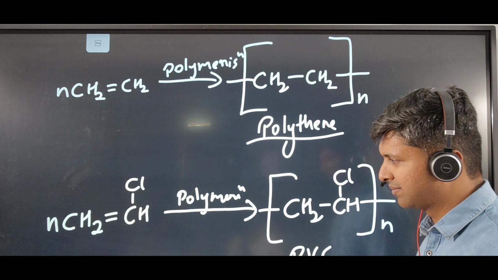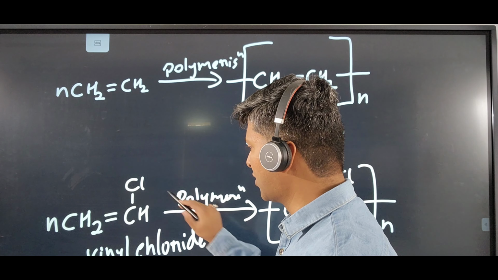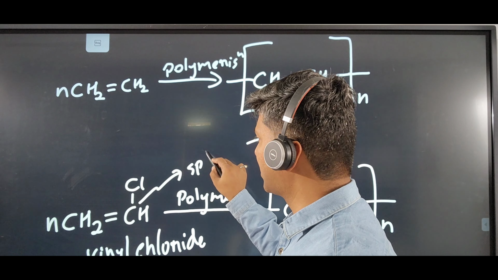This is vinyl chloride or chloroethene. We use the word vinyl whenever the functional group is attached to an sp2 hybridized carbon. It is attached to an sp2 hybridized carbon because this carbon is a double bonded carbon. Vinyl chloride will form polyvinyl chloride. Let us see how this exactly happens.